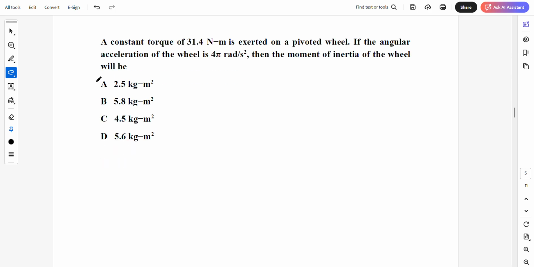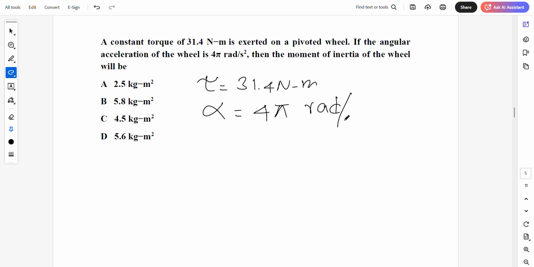Next problem we'll see. Now a constant torque tau, they have given 31.4 Newton meter in SI unit, is exerted on a pivoted wheel. If the angular acceleration alpha of the wheel is given as 4 pi radians per second square, then the moment of inertia I is equal to what?